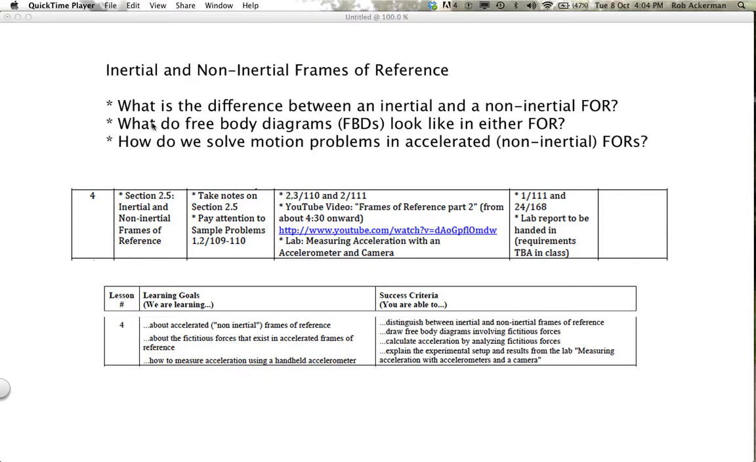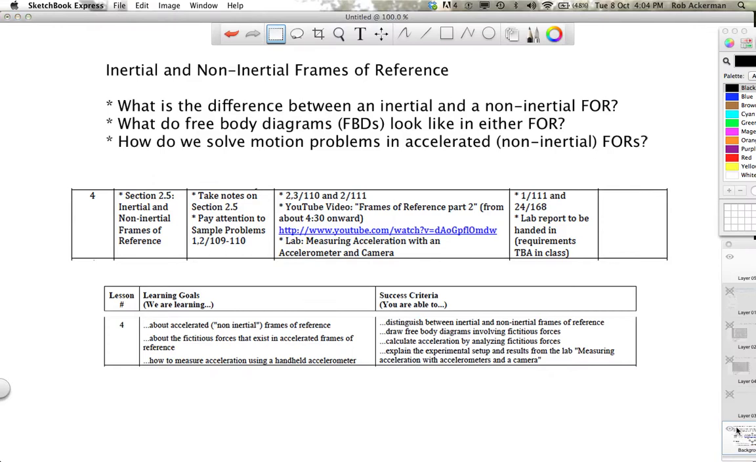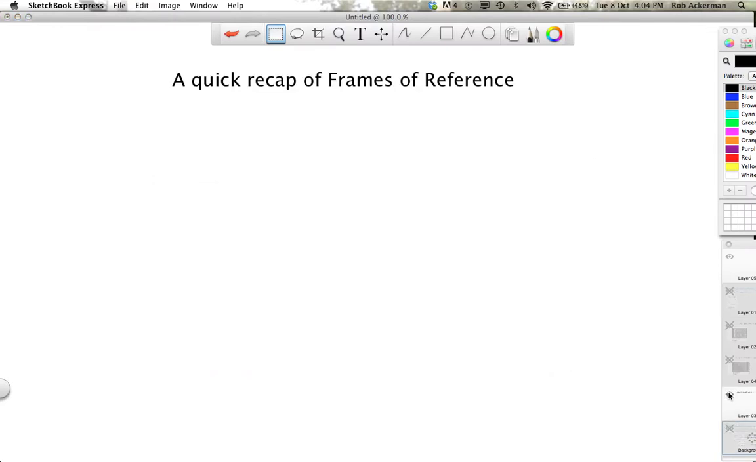We're also going to be talking about forces here, so free body diagrams are going to arise, and we're going to look at motion viewed in two different frames of reference, the same motion, and how this results in two different free body diagrams. This is going to get a little tricky, but hopefully you'll be able to wrap your head around it by the end. And finally, we're going to look at solving some problems in these non-inertial or accelerated frames of reference. All right, so without further ado, we're going to move on to our first slide here.